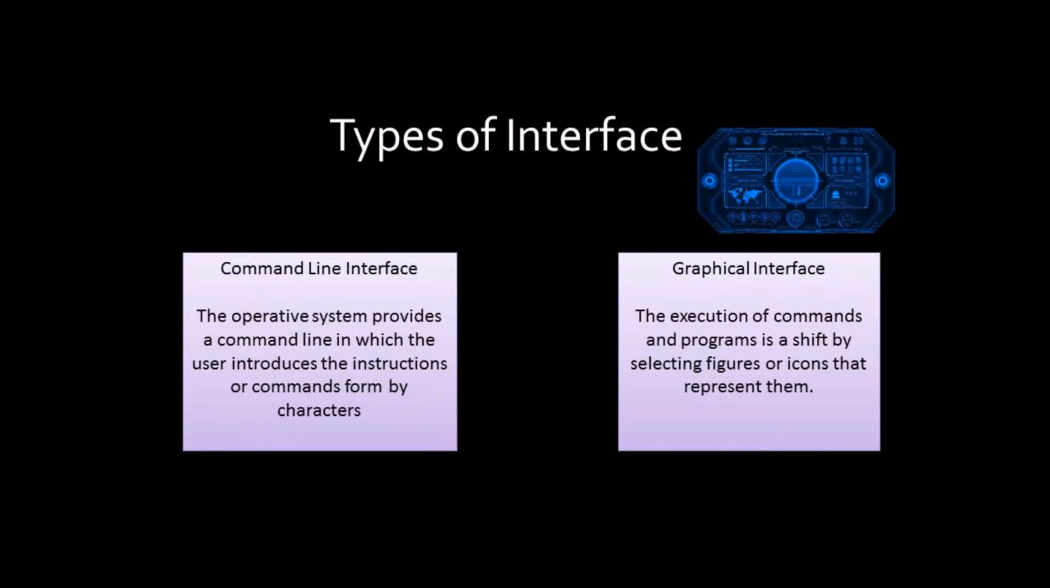Types of interface. The types of interface are: the command line interface, in which the operative system provides a command line in which the user introduces the instructions or commands formed by characters, and the graphical interface. The execution of commands and programs is achieved by selecting figures or icons that represent them.